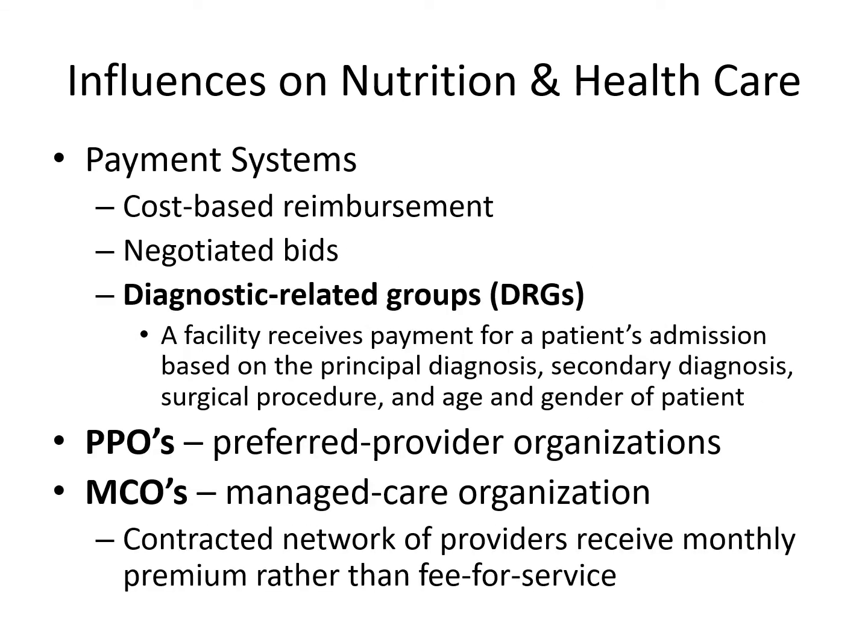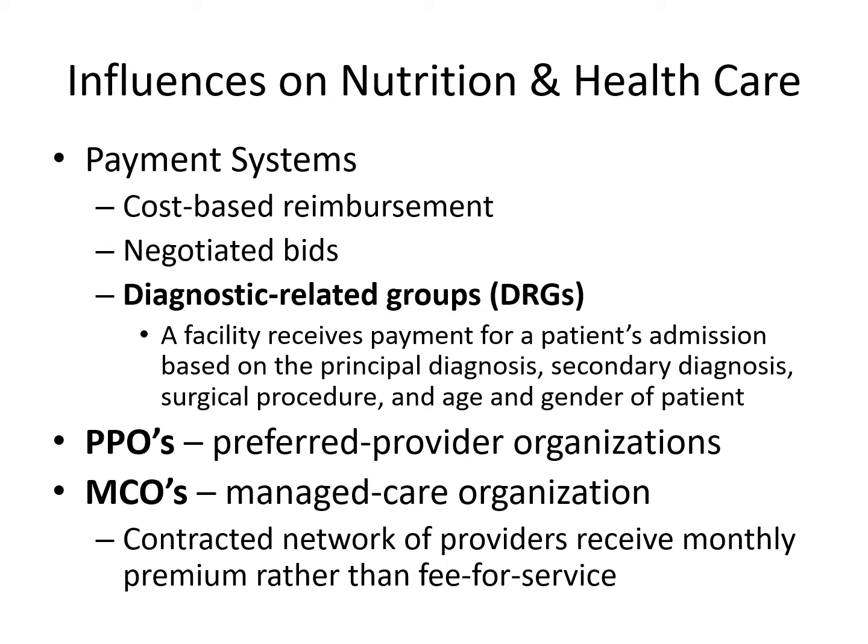So taking a look at our payment systems, we have cost-based reimbursement, negotiated bids, and diagnostic-related groups. Diagnostic-related groups are the ones that might be a little bit new. Here a facility receives payment for a patient's admission based on the principal diagnosis, the secondary diagnosis, surgical procedure, and age and gender. What you've done is basically take an actuary's math and look into how long and how much money it is really going to take to treat this specific patient on average, and then we kind of have this negotiated price.